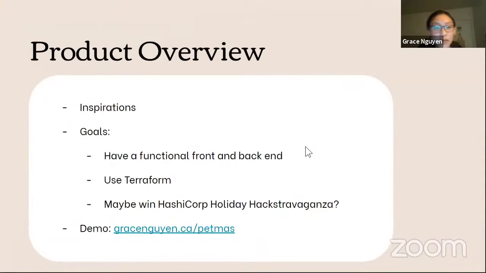So, product overview. The project I created is named Petmas, and we're going to have a quick look at it in a second. I wanted to make it because I like dogs and cats, and I like them even more in their Christmassy outfit. And I wanted to learn more about infrastructure outside of work. So my goal for this project is, one, to have a functional front and back end. As you'll see soon, it's a web application. Two is to use Terraform in my project somehow. And I began this project because I saw the HashiCorp holiday extravaganza on LinkedIn and I wanted to be part of it. So it'd be cool if I could win it.